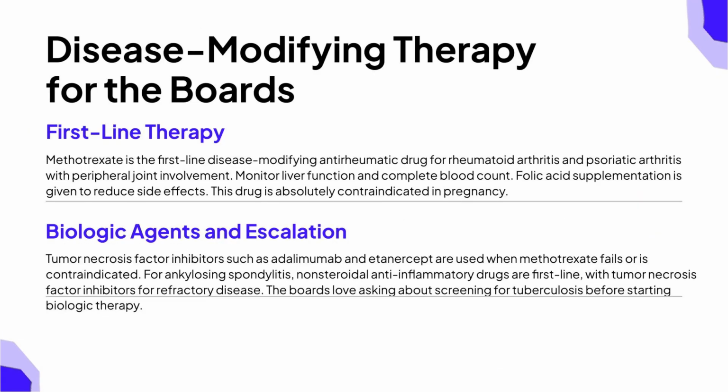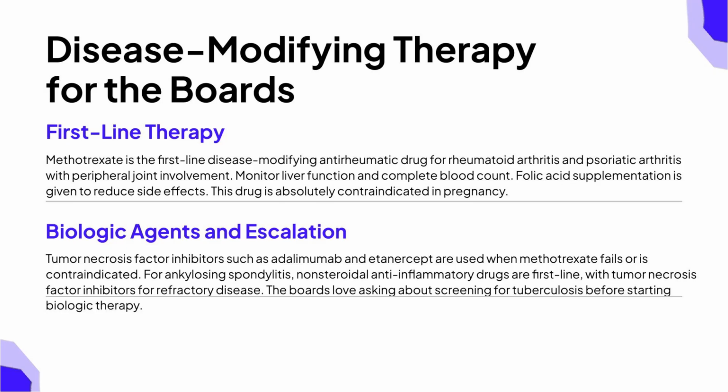Let us review disease-modifying therapy for the boards because this comes up constantly. Methotrexate is the first-line disease-modifying anti-rheumatic drug for rheumatoid arthritis and psoriatic arthritis with peripheral joint involvement. You must monitor liver function and complete blood count regularly. Folic acid supplementation is given to reduce side effects, and this drug is absolutely contraindicated in pregnancy.